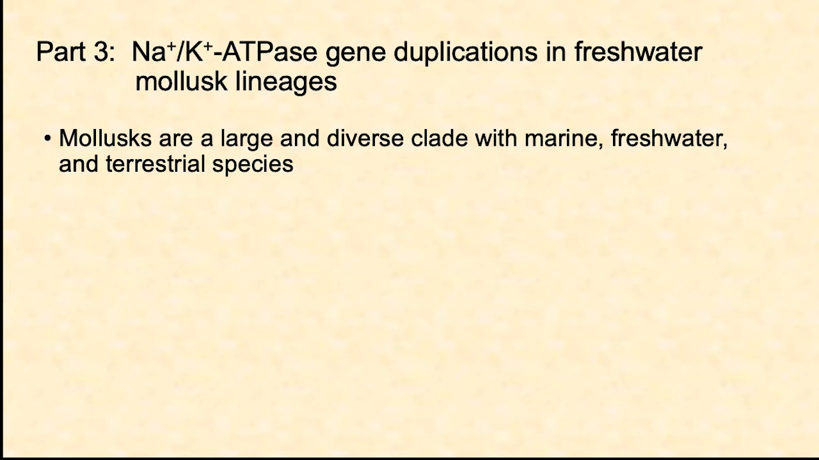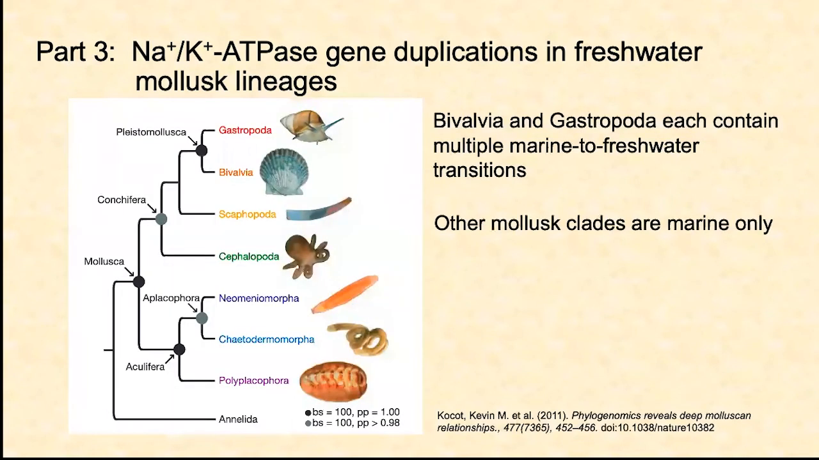In part 1, I looked at annelids, and there's that one major lineage leading into the freshwater radiation. In mollusks, you have a lot of freshwater radiations. So mollusks are a large and diverse clade. They have lots of marine species, lots of freshwater species, lots of terrestrial species. If we look at the major groups in mollusks, you know, bivalves and gastropods. So bivalves are things like clams and mussels, gastropods, slugs, and snails. Each have multiple marine to freshwater transitions.